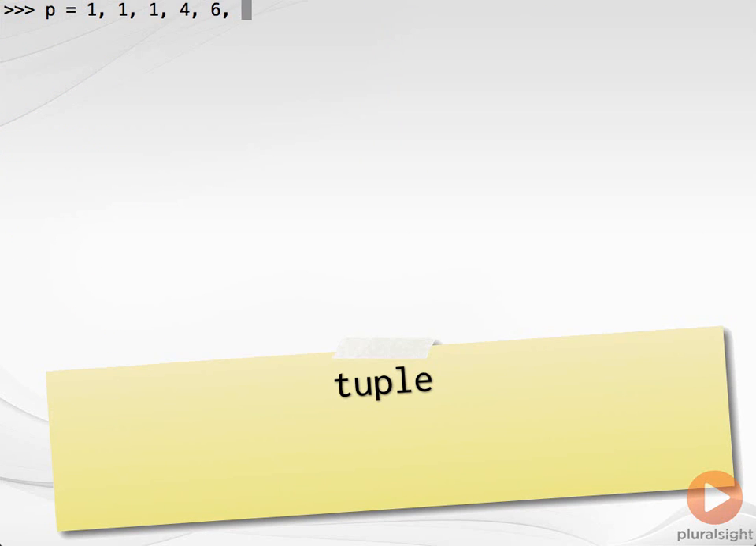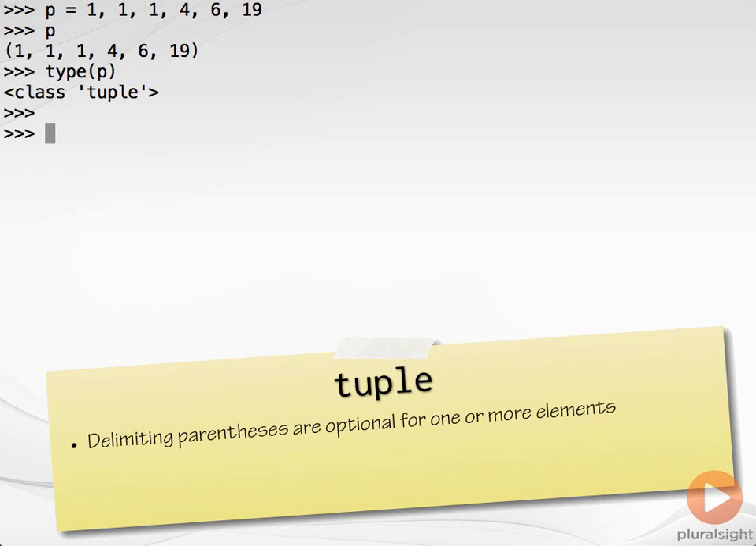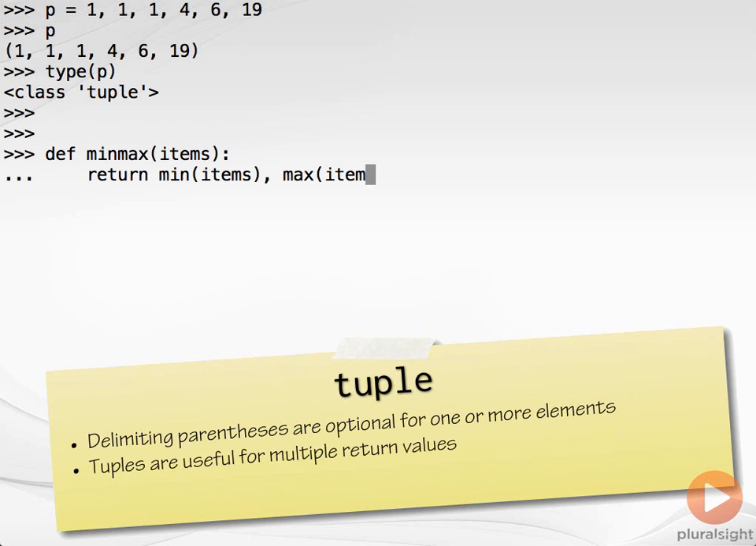In many cases, the parentheses of literal tuples may be omitted. This feature is often used when returning multiple values from a function. Here we make a function to return the minimum and maximum values of a series, the hard work being done by the two built-in functions min and max.